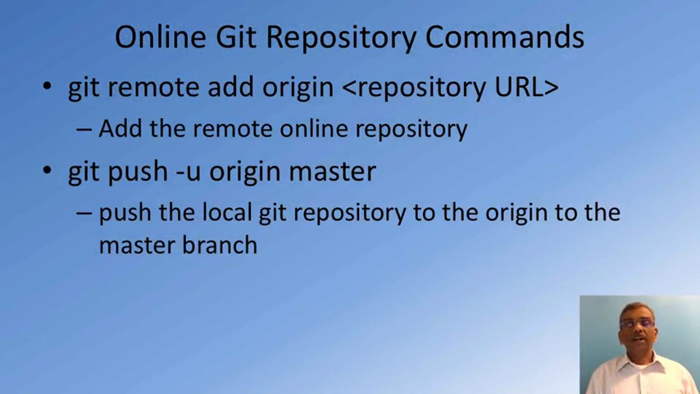So reviewing the commands for setting up the online Git repository, the first one that we just did, git remote add origin and the repository URL. This will add the online repository as the remote repository for my local Git repository. Once I do that, I need to push my contents to my online repository. For that, I do git push -u origin master, and this command would push the local Git repository to the online repository. So let's type that at the command prompt.